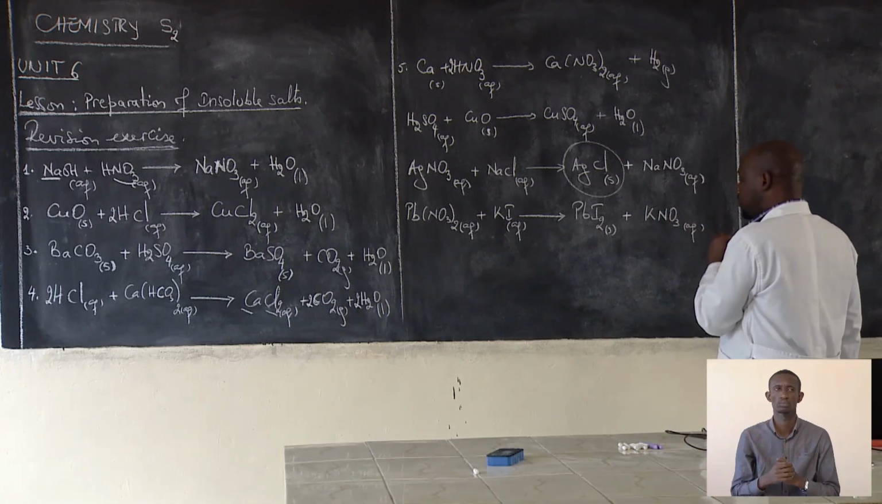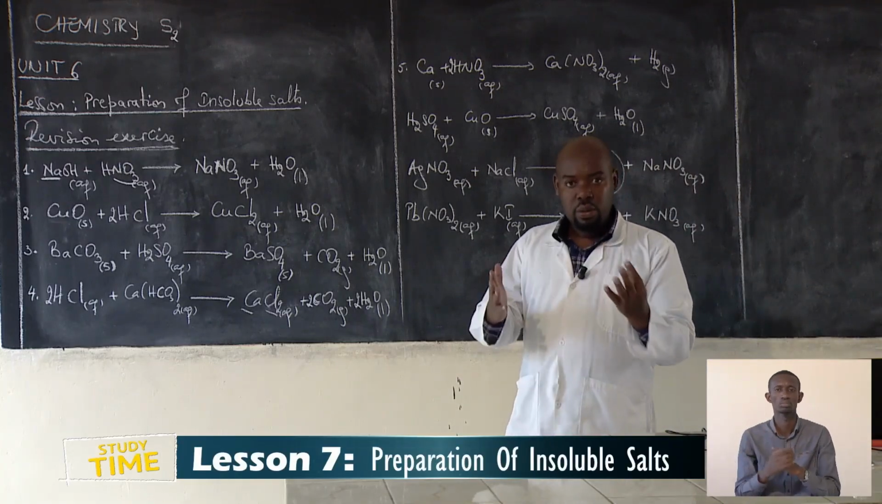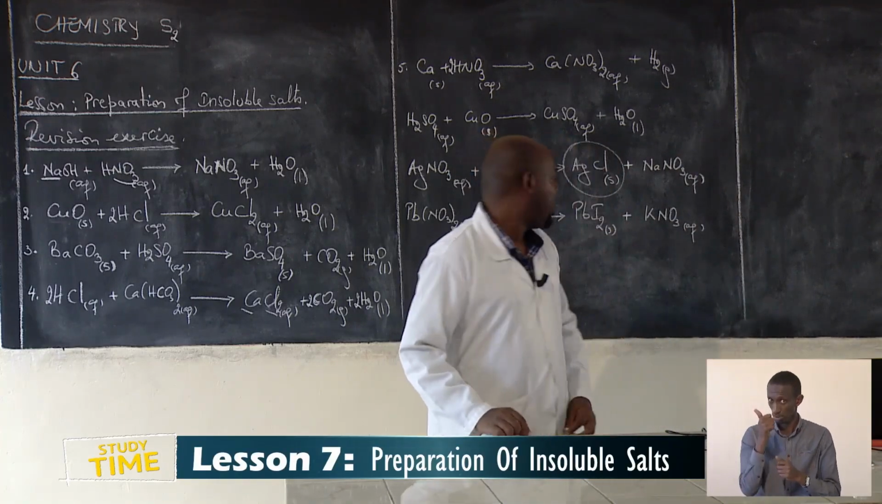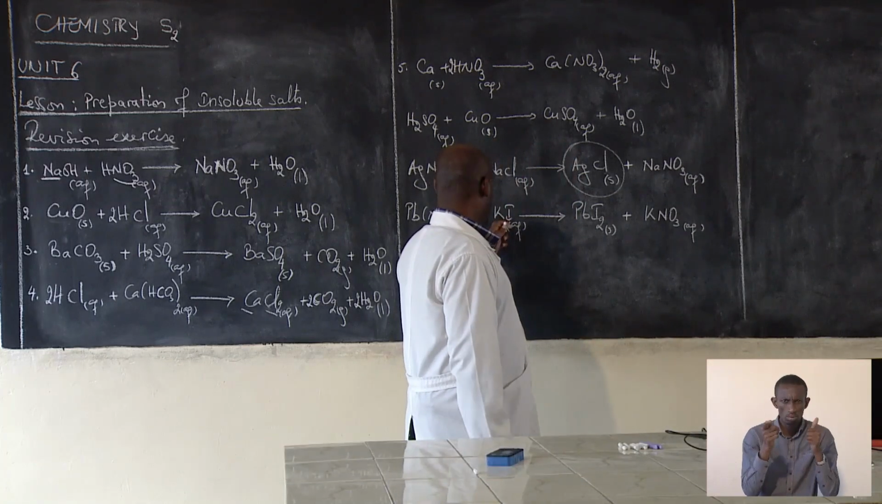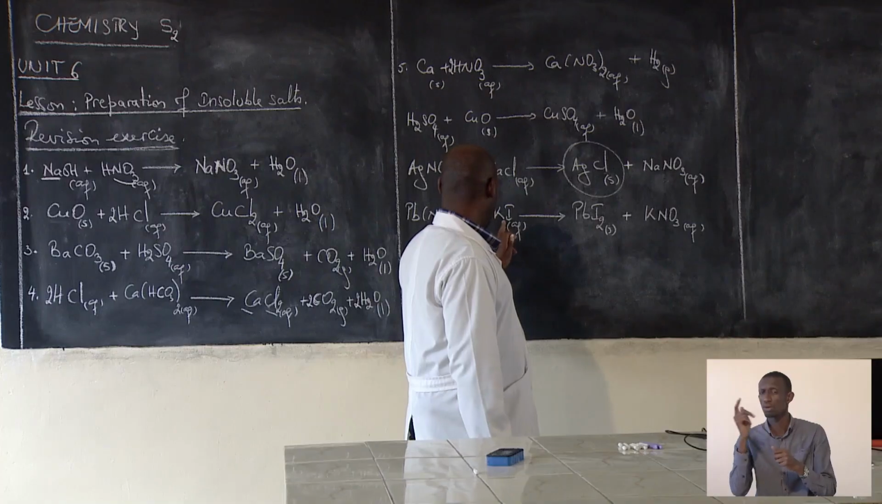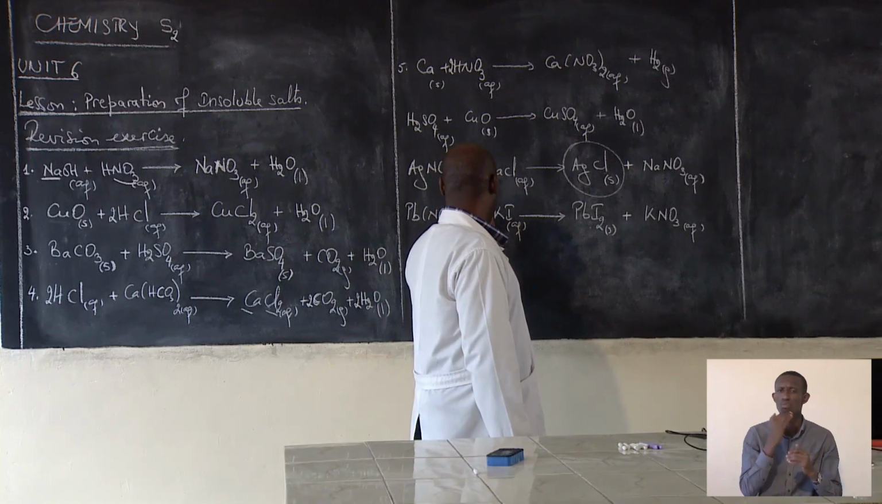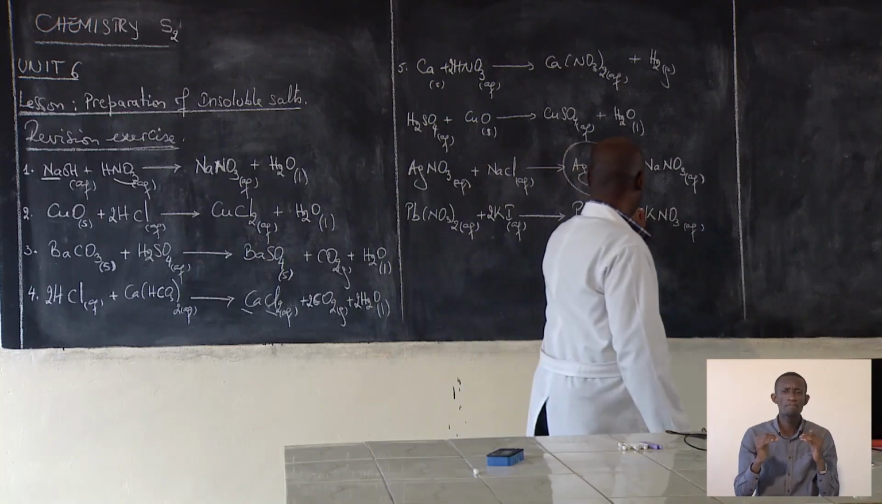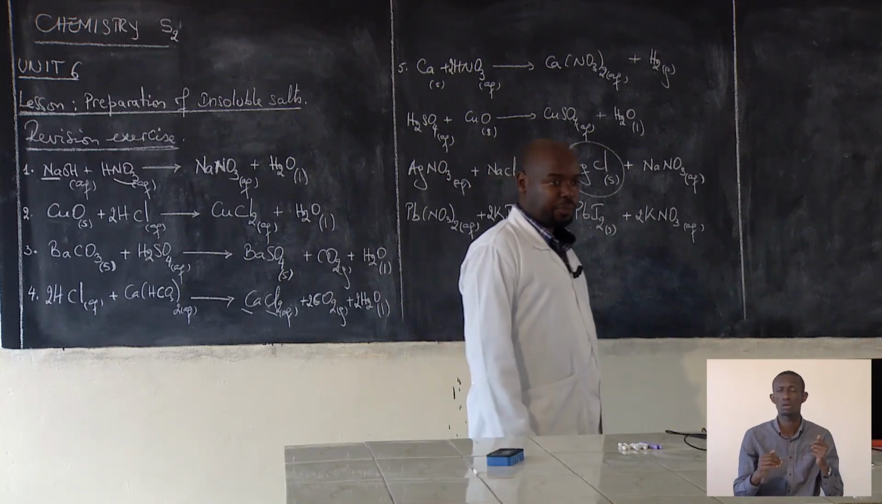You should always remember to write the state symbols and make sure your equation is balanced. Is this one balanced? One potassium, one potassium. Iodine, we have one here, and here we have two. So we have to balance, then two, and we put 2 on potassium nitrate, and our equation is balanced.